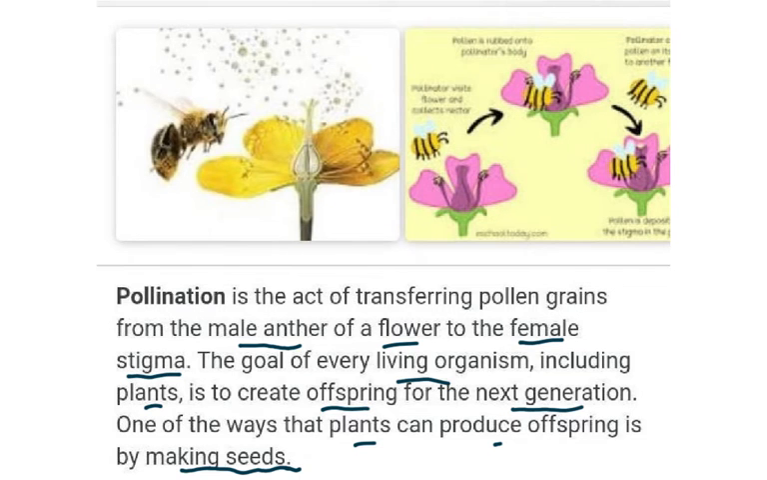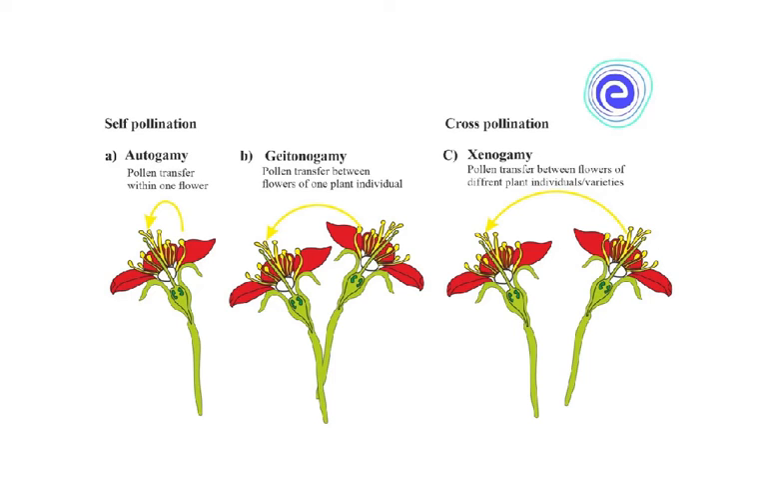Now, pollination is of two types, self-pollination and cross-pollination. Self-pollination is pollen transfer within one flower, from the anther to the stigma of the same flower. Then it could be pollen transfer between flowers of one plant. This is one plant individual, so from one flower to another on the same plant. And then cross-pollination is pollen transfer between flowers of different plant individuals.